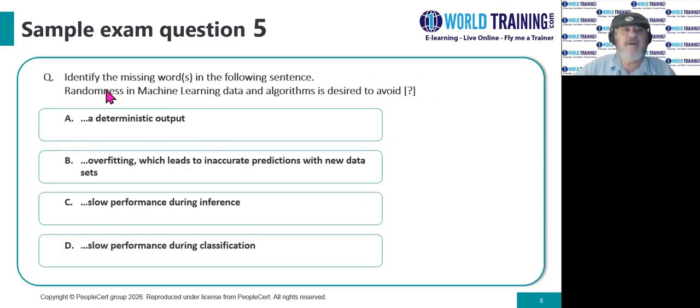Okay, question 5. Identify the missing words in the following sentence. Randomness in machine learning and algorithms is desired to avoid what? A, deterministic output. Well, randomness would do that, but that's not necessarily desired per se. B, overfitting, which leads to inaccurate predictions with new data sets. That's a better answer. Slow performance, no, that wouldn't be desired. So again, B, I think, is the best answer.